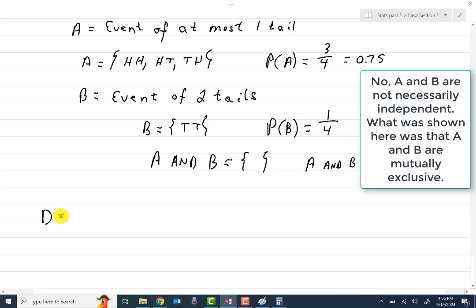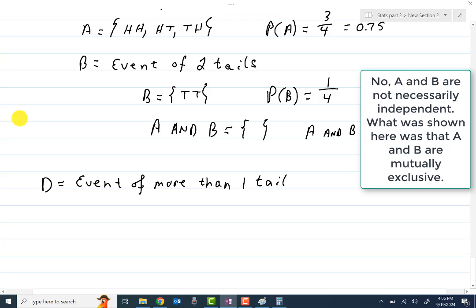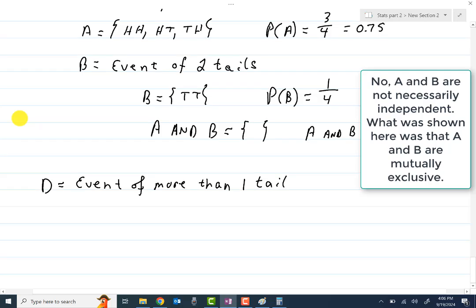Let's let D equal the event of more than one tail. Well, the event of more than one tail, there's only one option here, and that's that we have two tails. More means strictly greater than, so one is not allowed to be a part of the answer here. So the D is going to simply equal TT.